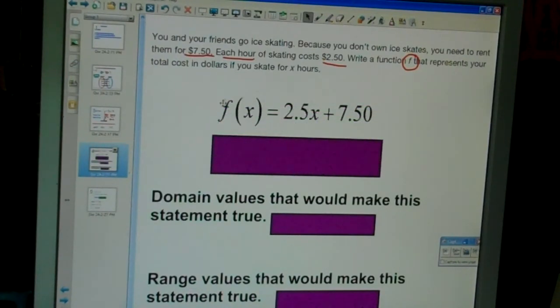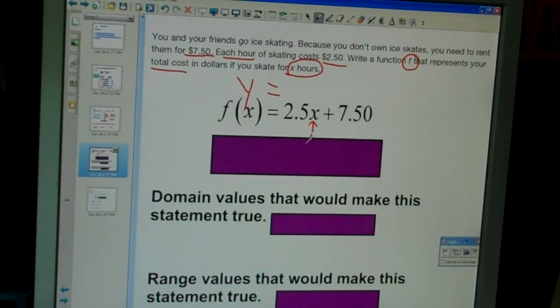f of x, my function of x, essentially my old y. In the olden days, that would be y, but now you're algebra students, so we can write the function of x equals 2.50x plus 7.50, x standing for the number of hours, which is said right here, and f of x being my total cost. Now we have to talk about our domain and range.